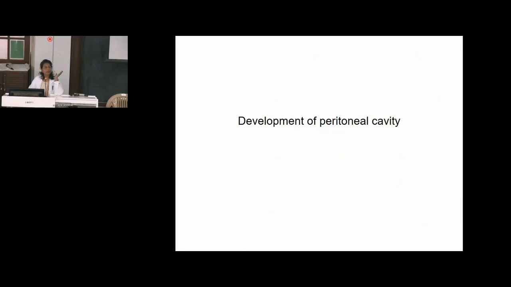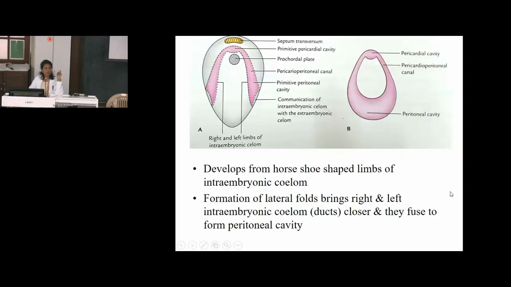Now we'll see how the peritoneal cavity forms. We have seen the pericardial and the pleural cavities, so two pleural cavities on either side of the foregut. We know there is a single peritoneal cavity. So you have dissected this. So how is it developing? Developing from the horseshoe-shaped intraembryonic coelom. Which part? The limbs. Okay, and these limbs are also named as the coelomic ducts.